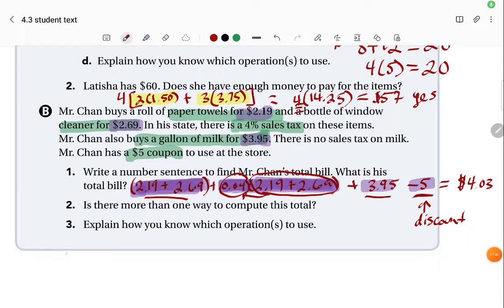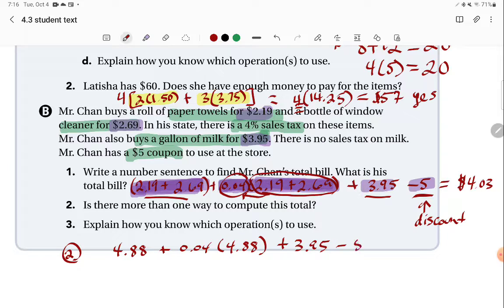And then on number 2, are there more ways? Absolutely. There's multiple different ways. Like one, if you add the $2.19 and $2.69, I'm going to show you something. So let's just get it to look like this. 4.88 plus 0.04 times 4.88 plus 3.95 minus 5. Now, if you look at the first 2 terms, you have the 4.88 plus 0.04 times 4.88. Those 2 terms both have a 4.88 in common.